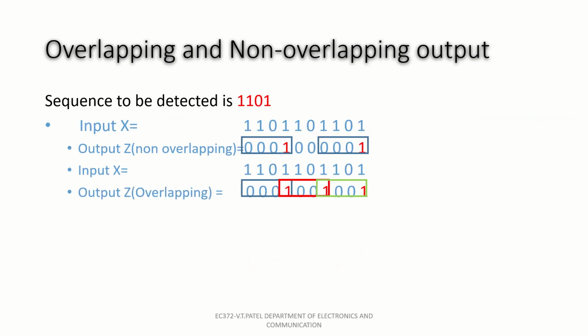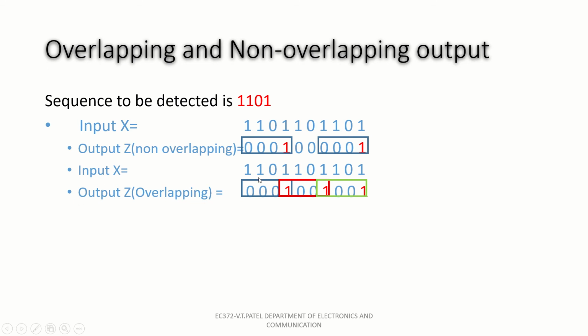Now in both Mealy and Moore, we can observe two different cases: overlapping and non-overlapping. Say, for example, I want to detect the sequence 1101. If we consider the input x as a string of bits and check the output for the non-overlapping case, once we get the targeted sequence 1101, the output is 1. But the last 1 of this sequence would not be considered for the detection of the next sequence.